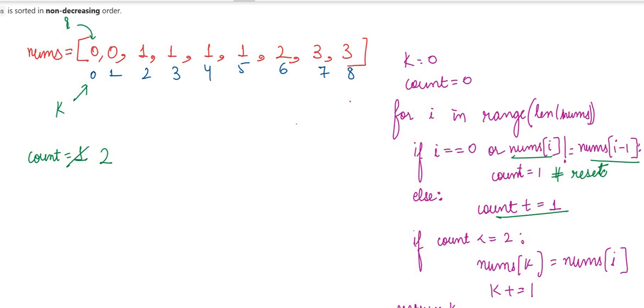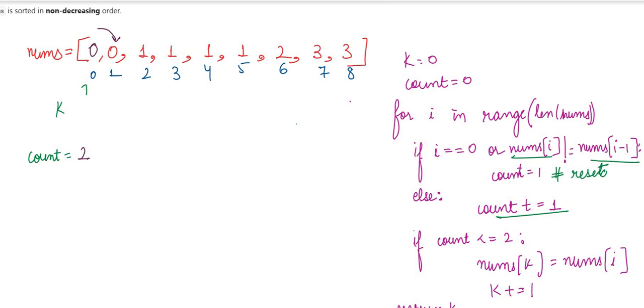If count is less than or equal to 2, at the k value you will simply keep the i value and increment k. That means when count was 1, we have to take nums[i], which is at index 0, and keep it at nums[k], which is also index 0. So simply it will be 0 only. And then i will come here. Count, as I said, i is equal to i-1, so simply count will be incremented.